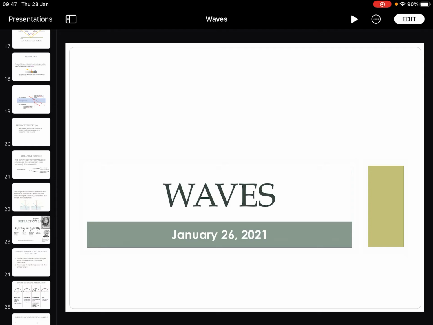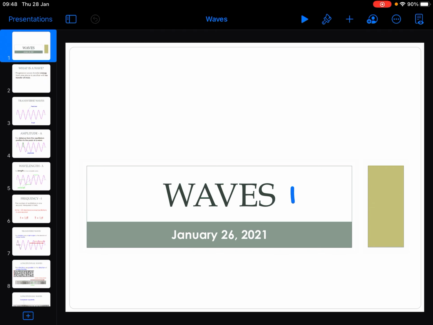I still can't get into my documents, but I discovered that I had previously opened this PowerPoint on Keynote, which means I can't access it again because I can go through Keynote as opposed to going through my documents. Anyway, I'm sure you don't care, but this is Waves Part 2. Oh, that's meant to be Part 2, there you go.